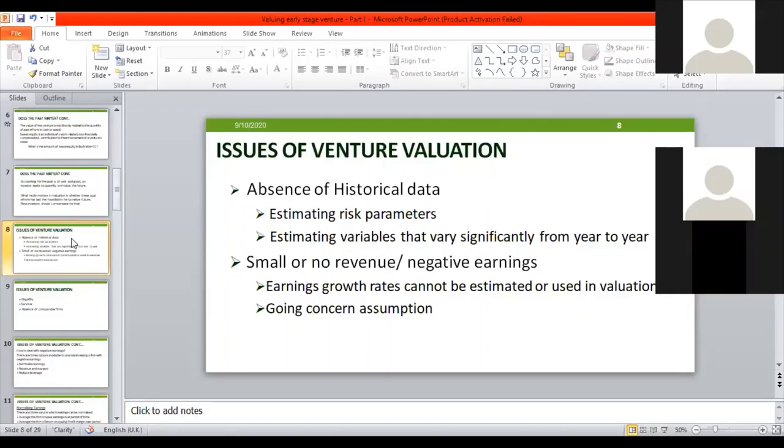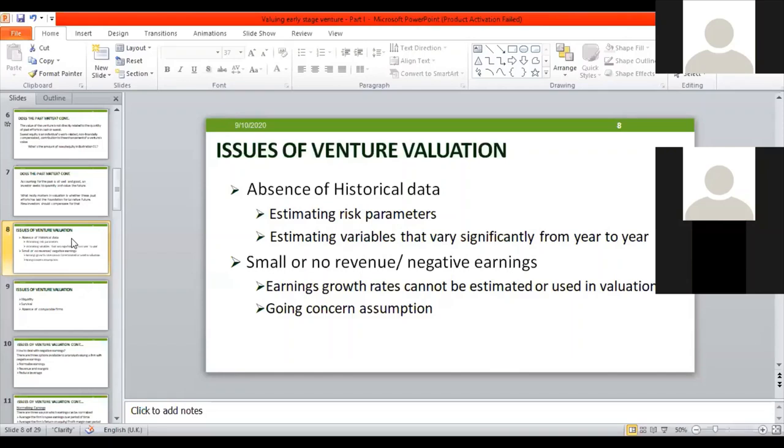the major issue we face in venture valuation is that sometimes there will be very small or no revenue, or there can be negative earnings. Because these ventures have little operating history and a lot of expenses, especially when it comes to establishing the venture. First they have to establish the venture and their products in the market. For that they have to incur a lot of expenses. Therefore at the initial stages there will be more expenses than revenue. So this will result in negative earnings.